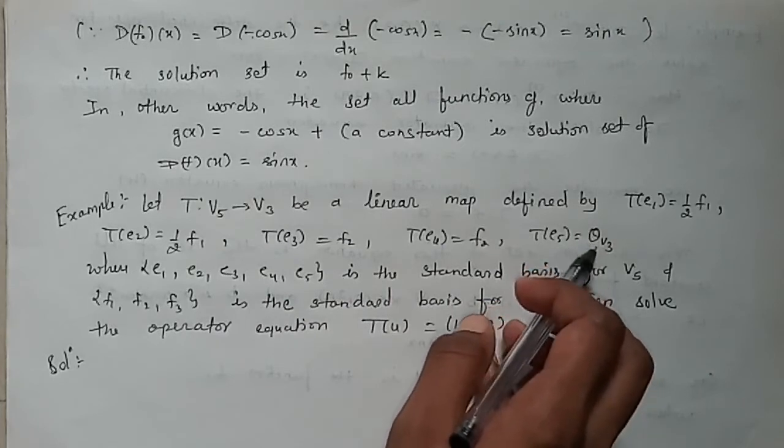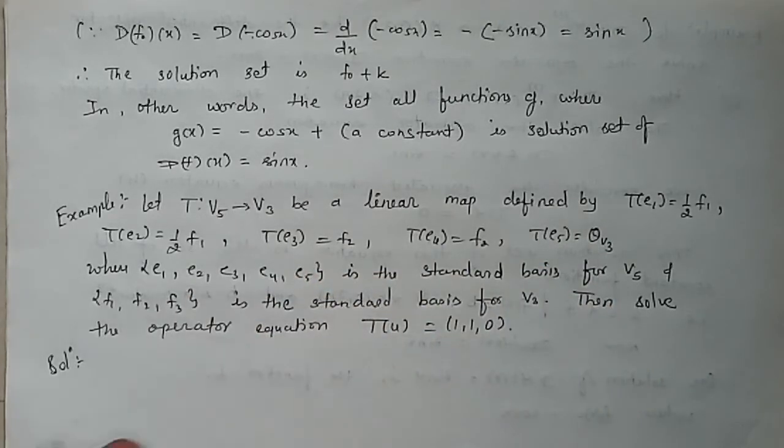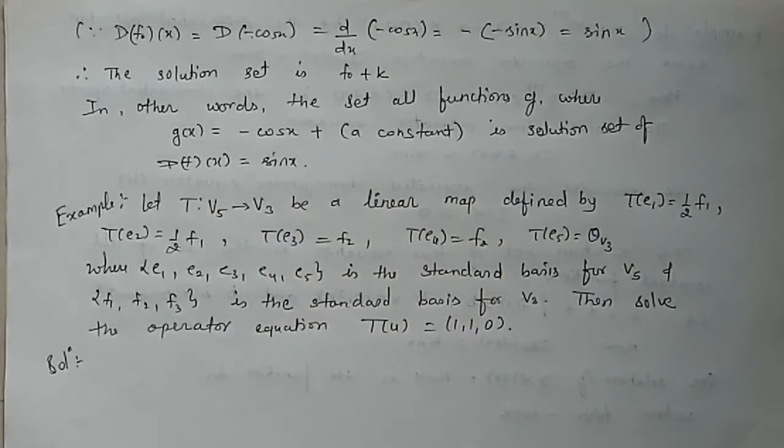Theta V3 is nothing but the 0 element in V3. So from here you can see our T is not defined in the correct way because it is written in the basis form. So T of E1 is F1, but we have not been given the question in such a way that T of U is equal to some V naught. So first of all we will try to write our T.